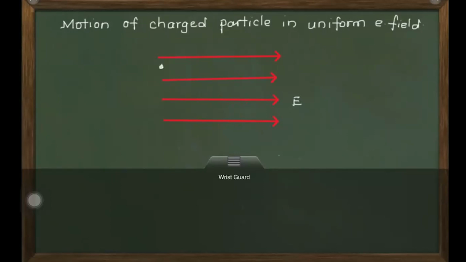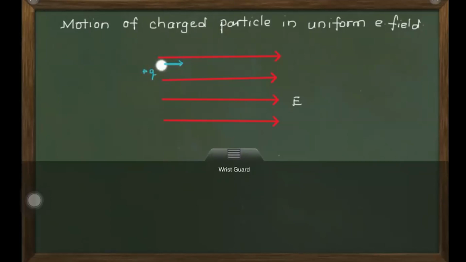If I'm putting a charged particle here, or throwing a charged particle here, suppose I'm having a charged particle here, what will happen? If I'm throwing it here in this way, or putting it here, what will happen? It will feel a force. Suppose I'm having a charge plus Q here, then it will feel a force, and the force value will be F is equal to QE.